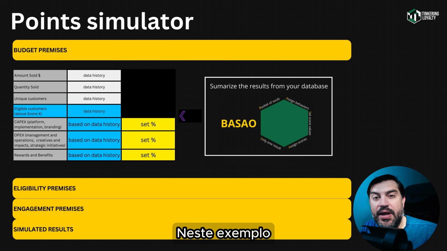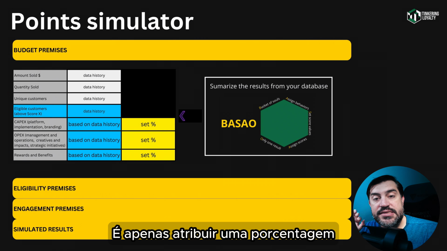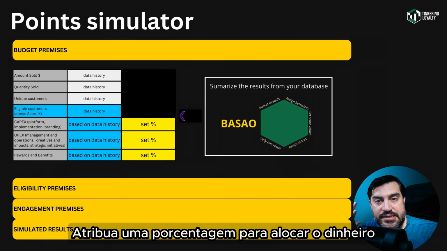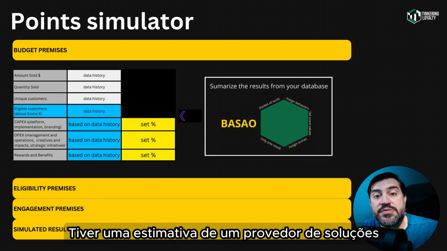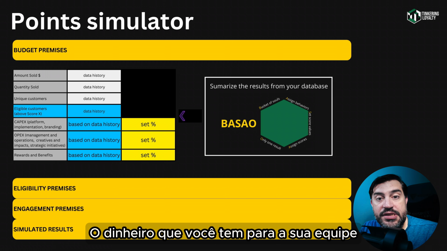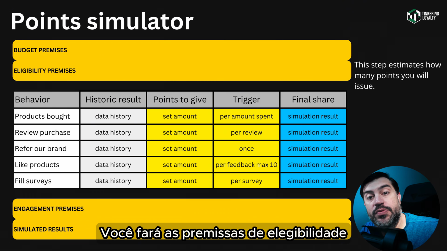In this example, the cells are in yellow because what I want you to do right now is just assign a percentage. Assign a percentage to the money that I have on costs, if you have already an estimate from a solution provider, the money that you have for your team, and a percentage to give back to the users. So in the next chapter, you will do the eligibility premises.